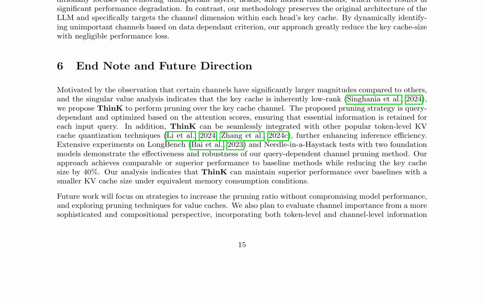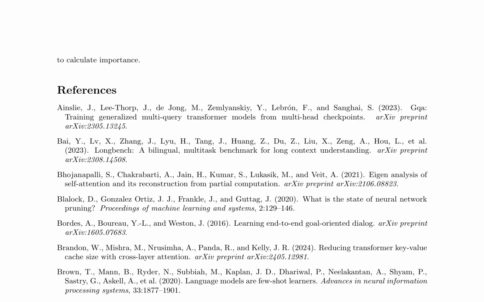While SmoothQuant and QHitter have developed techniques for KV cache quantization, PyramidKV and PyramidInfer consider adjusting the KV cache size across different layers. Structured pruning of LLMs has traditionally focused on removing unimportant layers, heads, and hidden dimensions, but this approach often results in significant performance degradation. In contrast, ThinK preserves the original architecture of the LLM and specifically targets the channel dimension within each head's key cache.